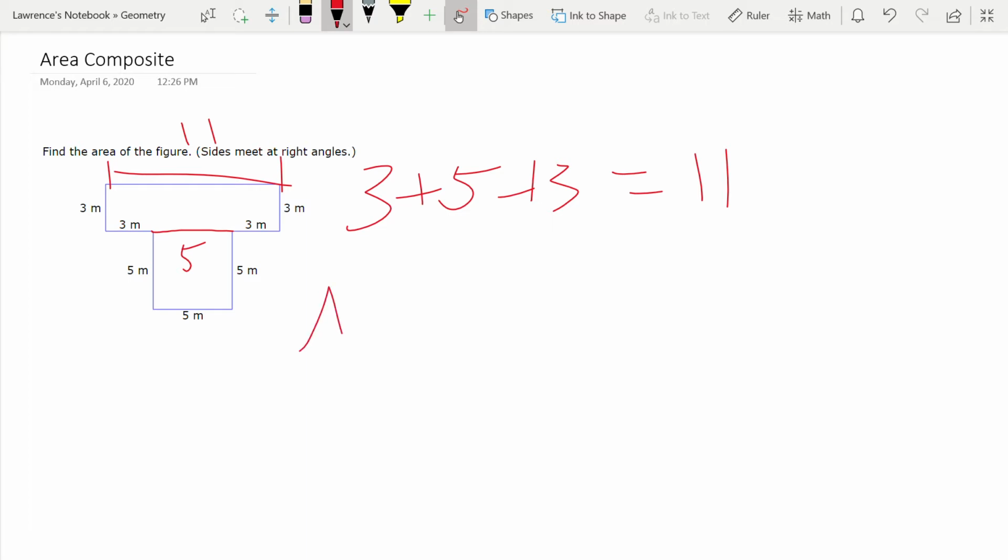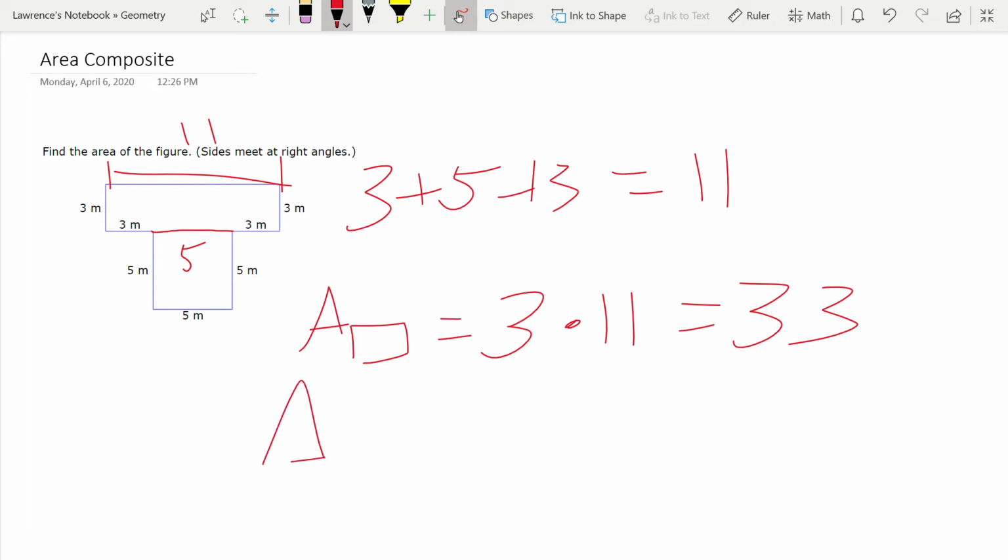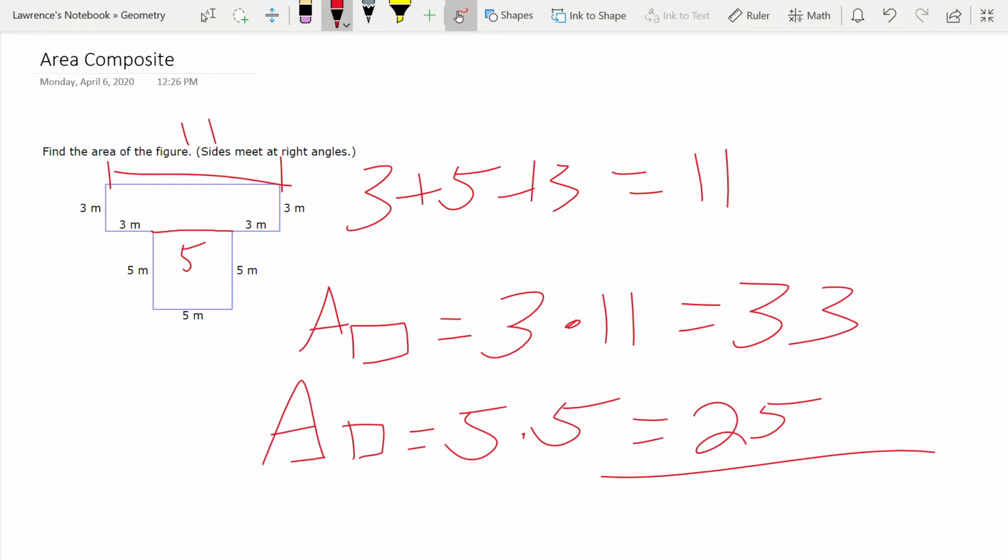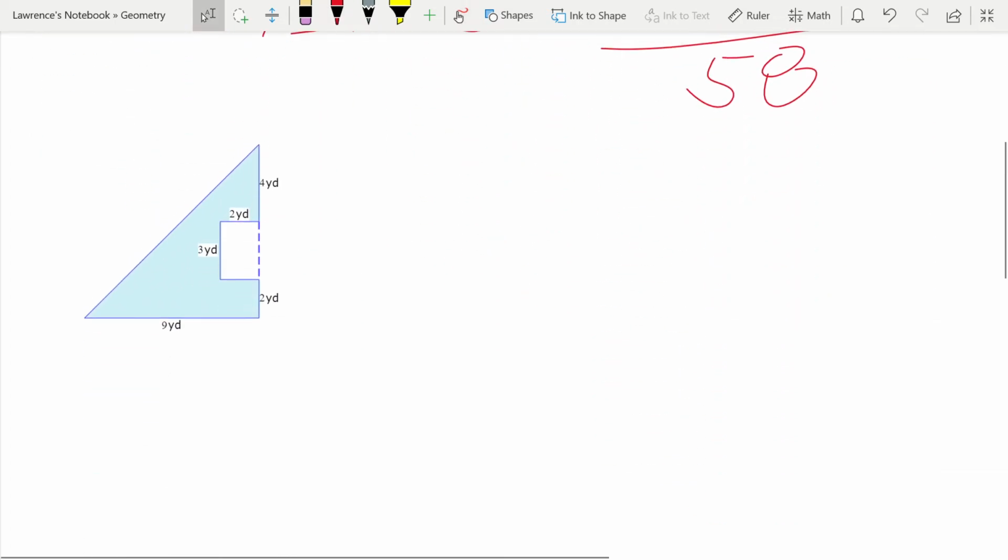Area of the rectangle: base times height, so 3 times 11, which is 33. Area of the square is 5 times 5, which is 25. And then I just add them together. That's going to be 58.